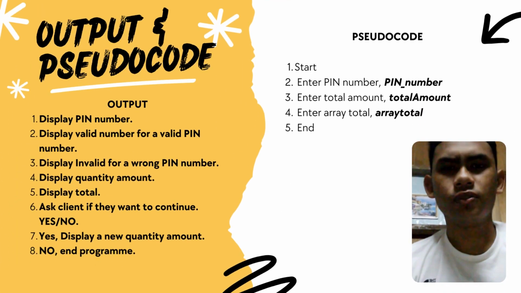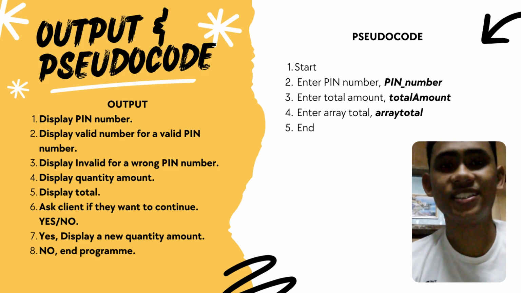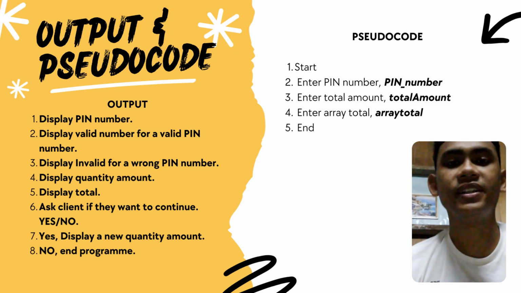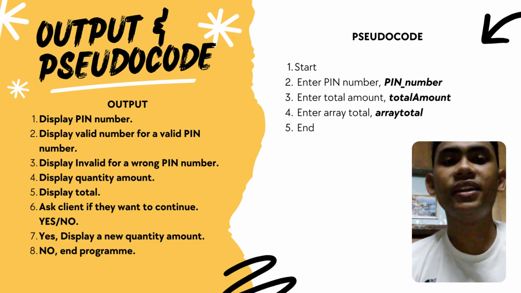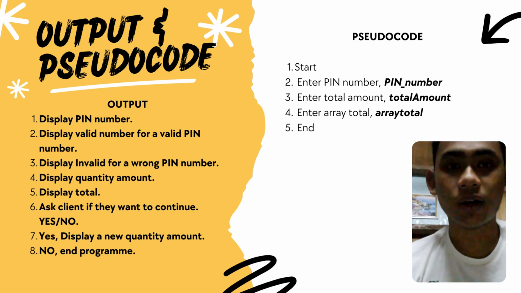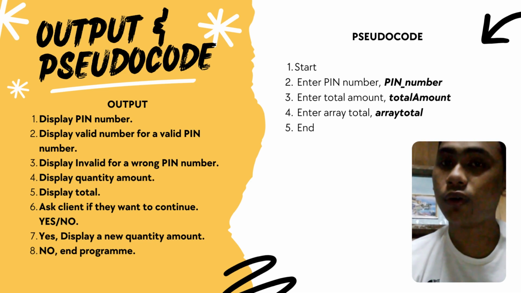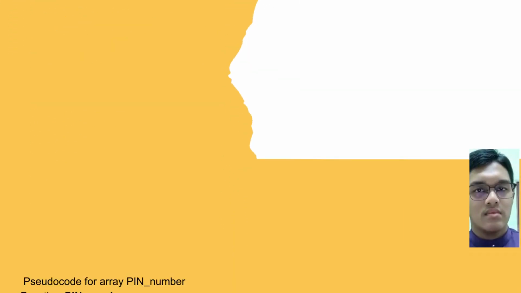We are going to see the output. The first output is display PIN number, and then display valid for a valid PIN number, display invalid for a wrong PIN number, display quantity amount, display total, and ask the client if they want to continue, yes or no. If yes, display a new quantity amount. If no, end the program.